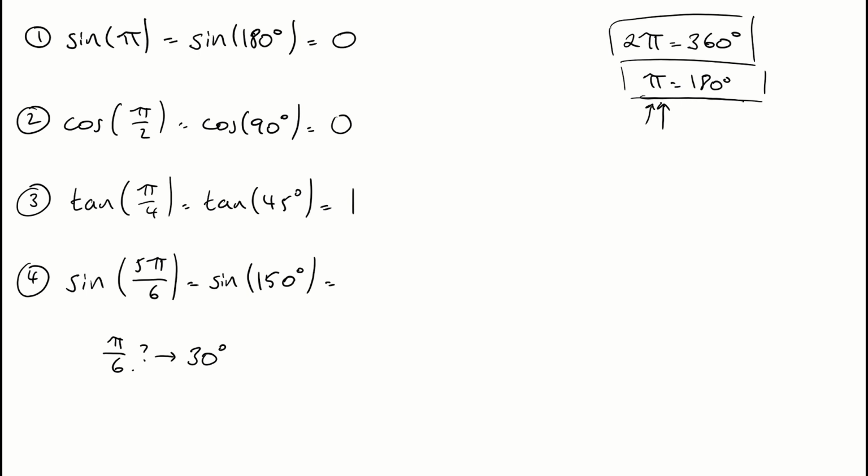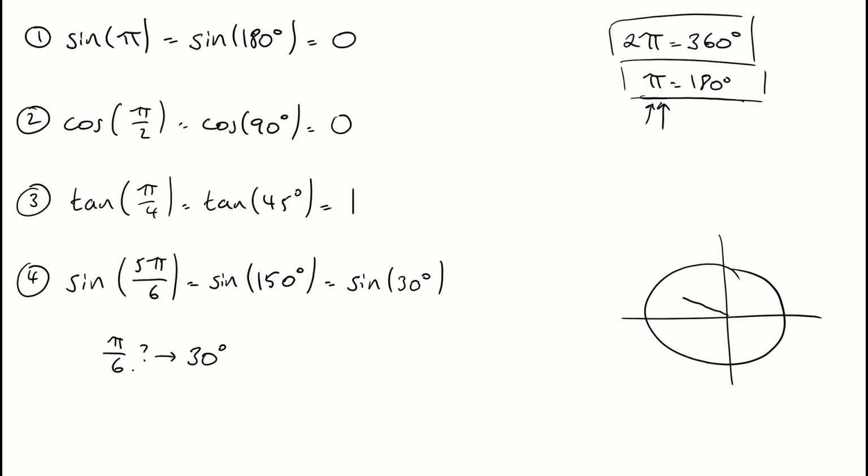Now, I know that is the same as the sine of 30 degrees, because if we look at our unit circle here, sine of 150 degrees is that angle there, sine of 30 degrees is this angle here, and they're going to land at the same spot on the positive side of the y-axis. So sine of 30 degrees is equal to a half.